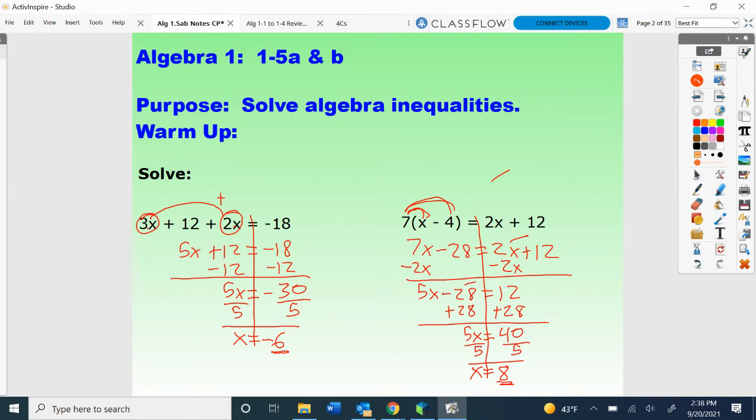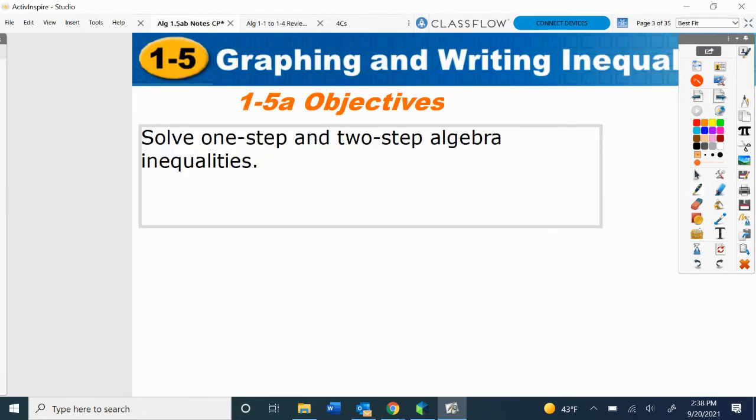What we're up to today is we're going to solve one-step and two-step algebra inequalities. Now the good news is it's the same exact steps as solving one-step and two-step equations. They just look a little different. So for example, a regular algebra equation would be this: x plus 7 is equal to 11. Those are problems we have solved so far in class.